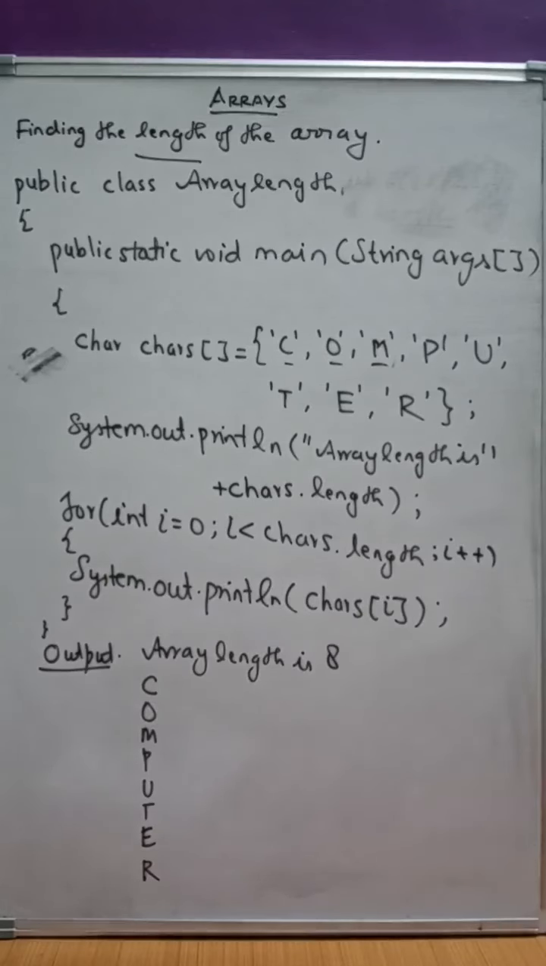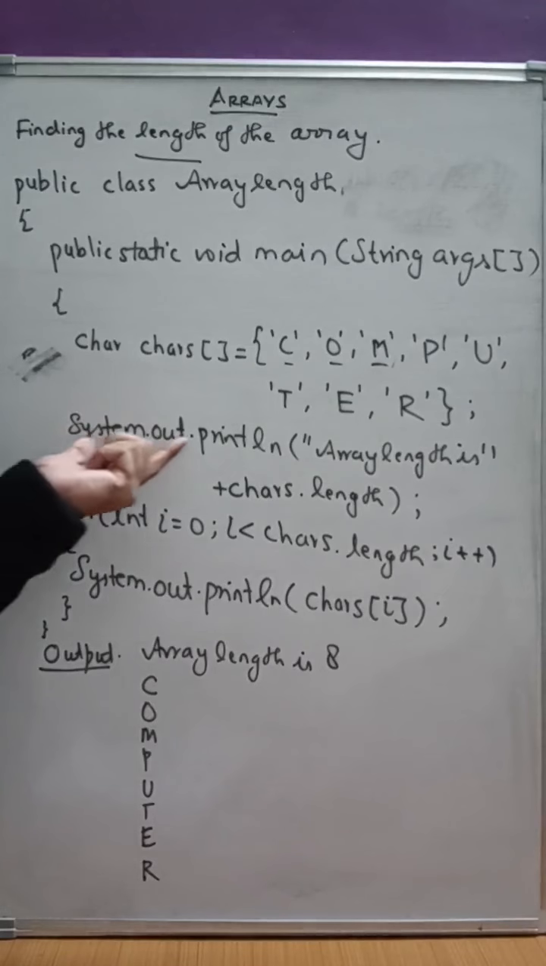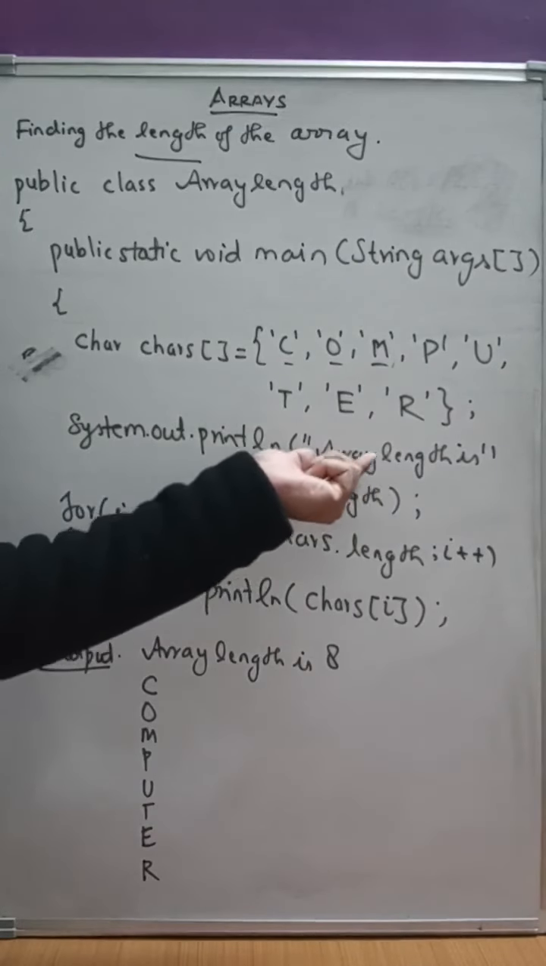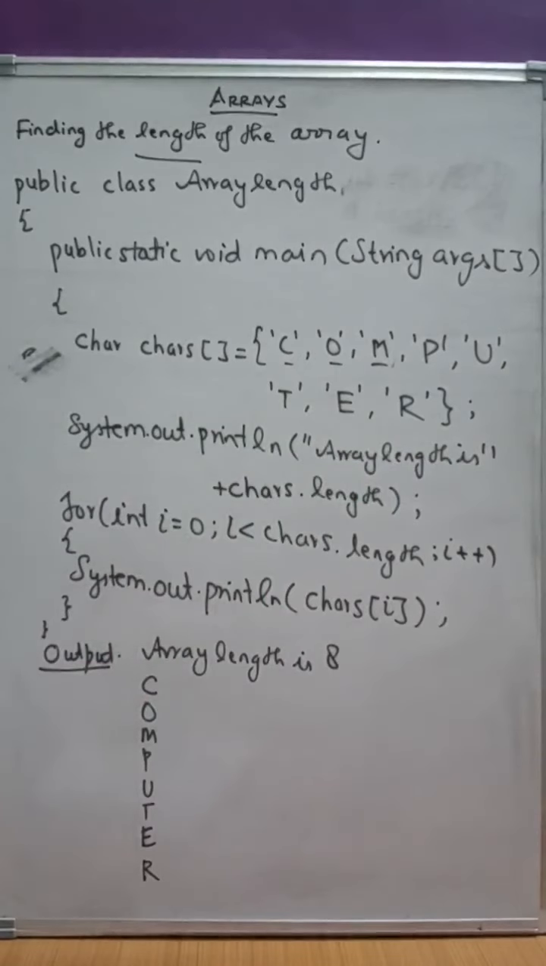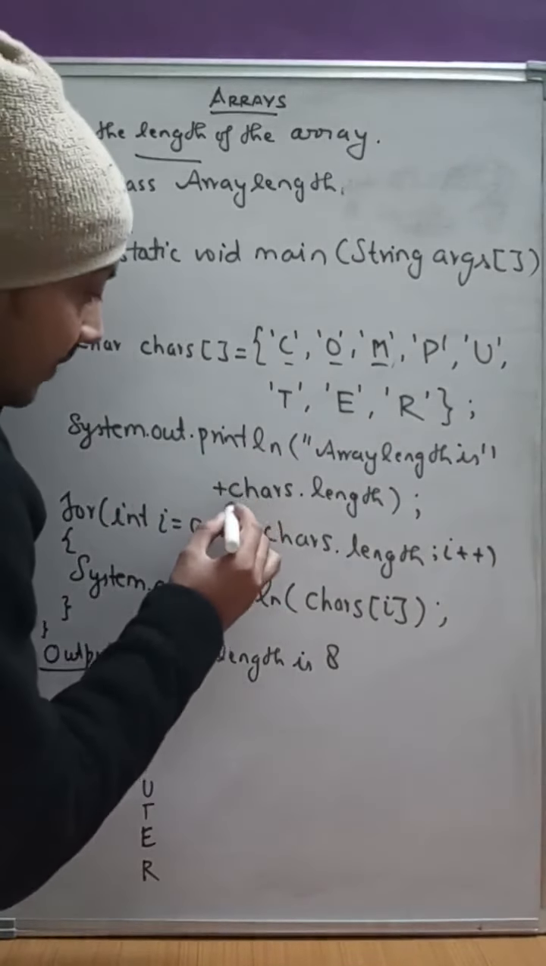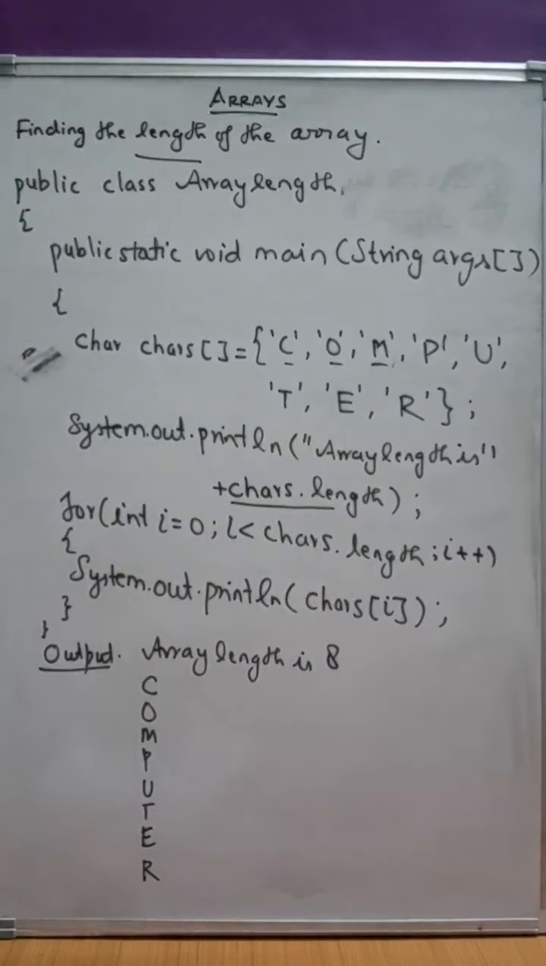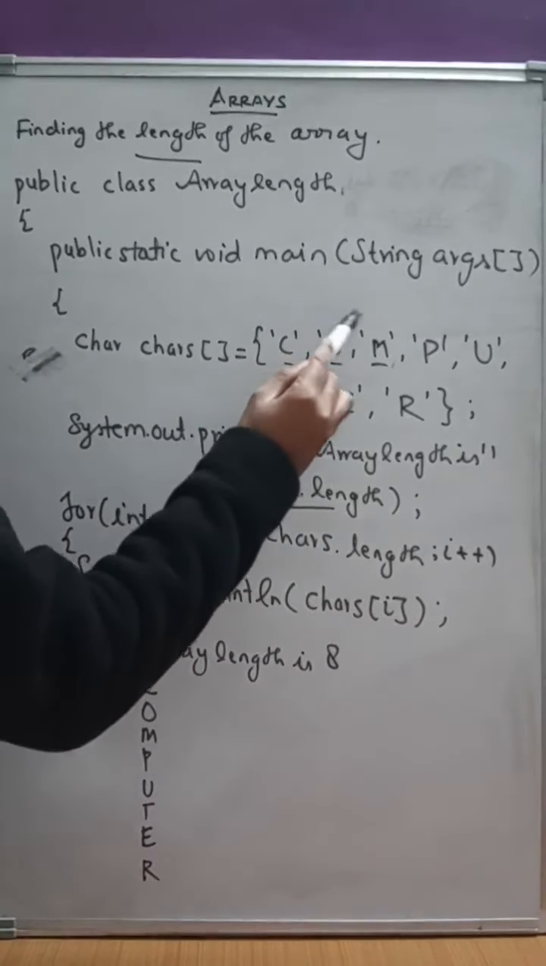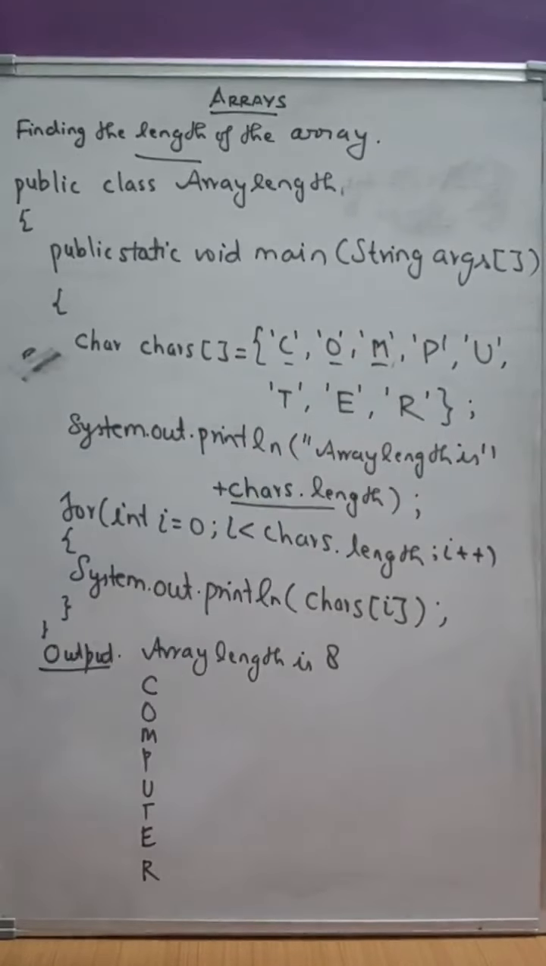To find the length, we have written the statement System.out.println, and here I have written "array length is", and then after the concatenation operator we have written chars.length. So chars.length will do what? It will count the number of elements present in the array. So count: 1, 2, 3, 4, 5, 6, 7, 8. Some of you may ask, sir, if the indexing starts with 0, then if the number of elements is 7, 7 minus 0 is 7 only.